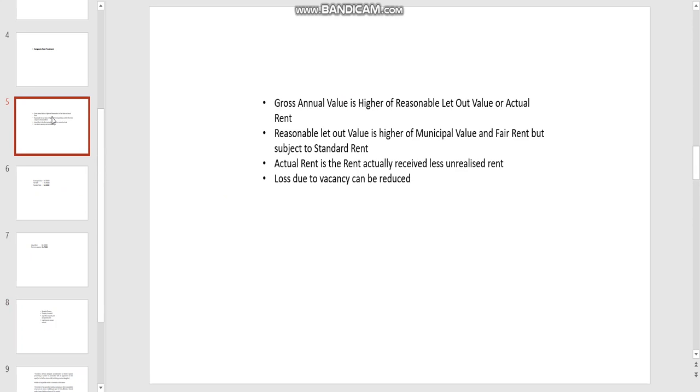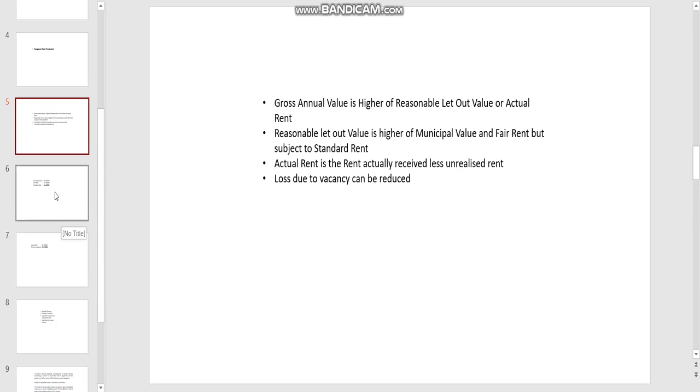There may be a situation that a property is vacant for a part of the period during the year. In that case, loss due to vacancy is allowed to be reduced from the actual rent, only if the actual rent is lower than the reasonable let out value just because of loss due to vacancy. We'll take an example for this also.